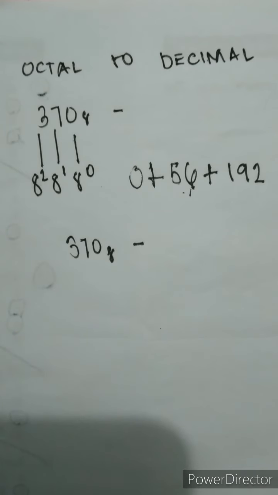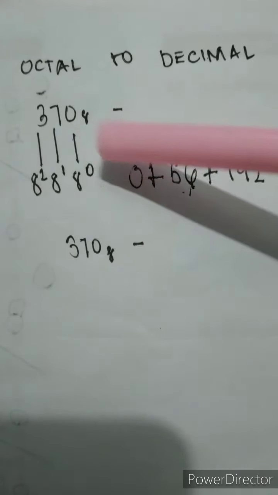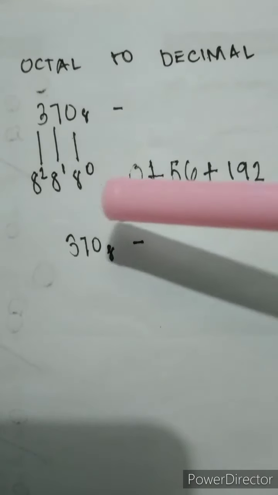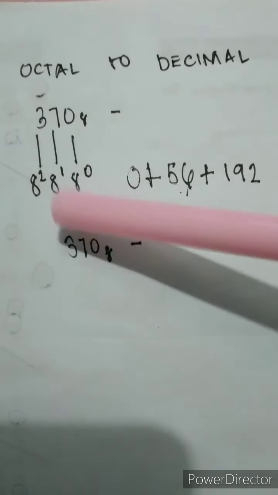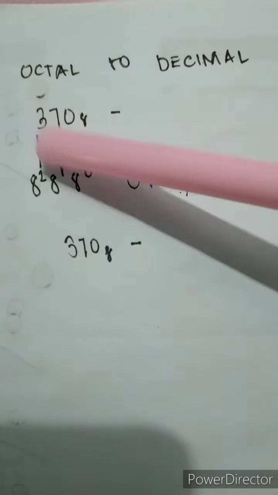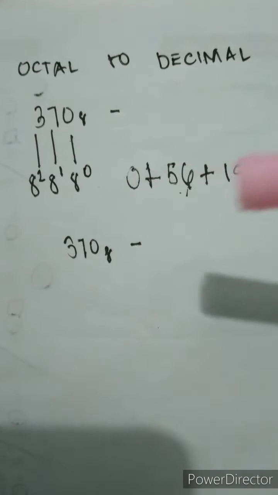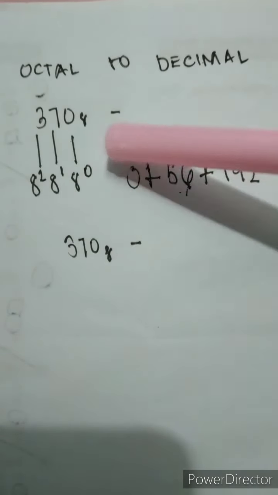Next, octal to decimal. Our octal value here will be 370 base of 8. So the steps that we're gonna do is 8 to the power of 0, 8 to the power of 1, 8 to the power of 2, by multiplying the value by the power, 8 to the powers.